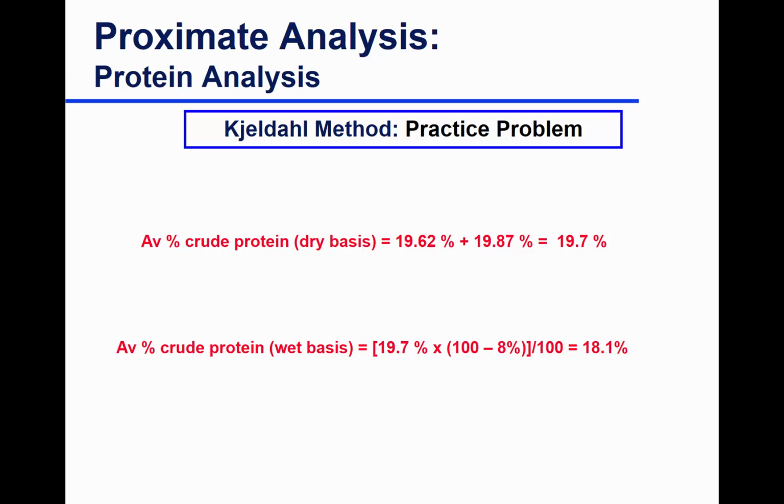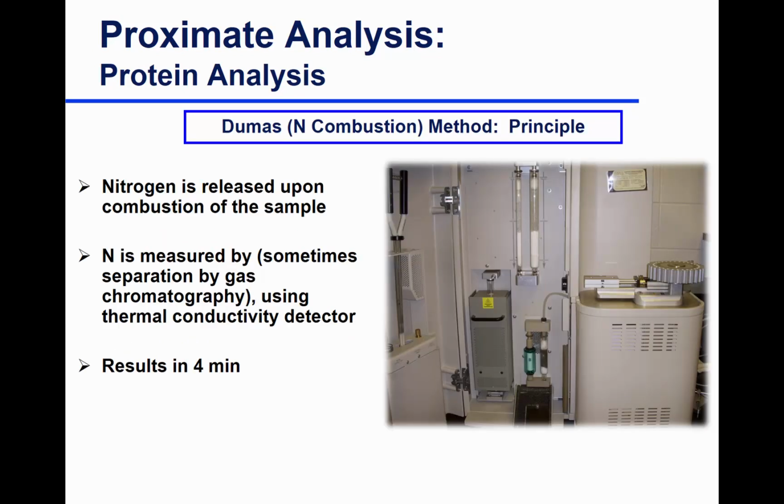Okay. All right. So next, let's talk a little bit about the Dumas, which is a nitrogen combustion method. That means we are combusting the sample at high temperature. Then we are determining the amount of nitrogen gas using a thermal conductivity detector. So that's why it's called nitrogen combustion, because we are combusting the sample at really high temperature.